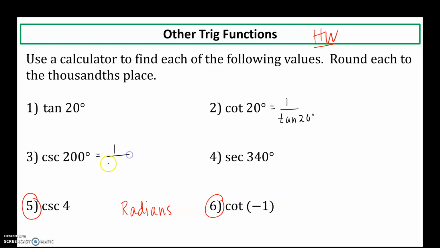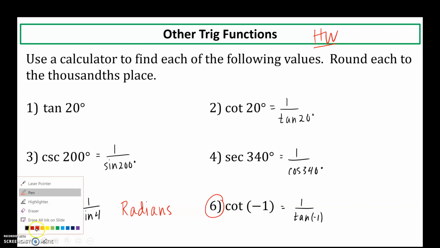Cosecant is the reciprocal of the sine function. So that's what we'll plug in. Secant is the reciprocal of the cosine function. Then we have to switch our mode to radians. Cosecant is the reciprocal of the sine function again, and cotangent is the reciprocal of the tangent function.